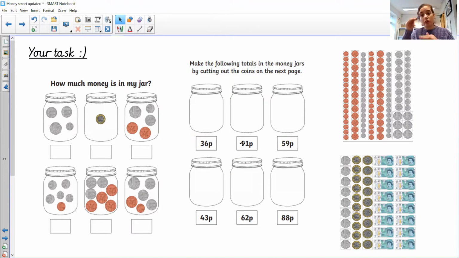If you want to write lots of alternative calculations, remember the answer doesn't always come at the end of the calculation, it can come at the beginning as well. And you might even want to think about subtraction as a little challenge.